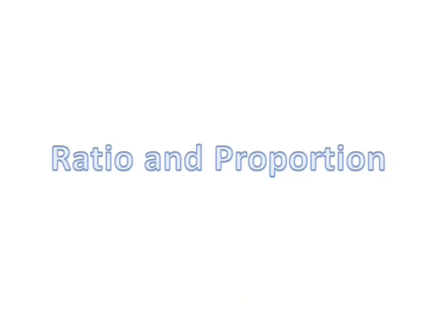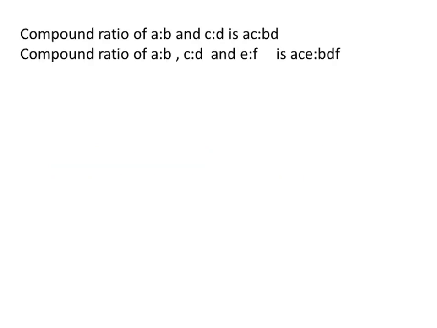Hello students, today we are going to start our new topic, ratio and proportion. So our first point is compound ratio. The compound ratio of A is to B and C is to D is AC is to BD. And if I am taking the compound ratio of three, that is A is to B, C is to D and E is to F, then the compound ratio will be ACE is to BDF.